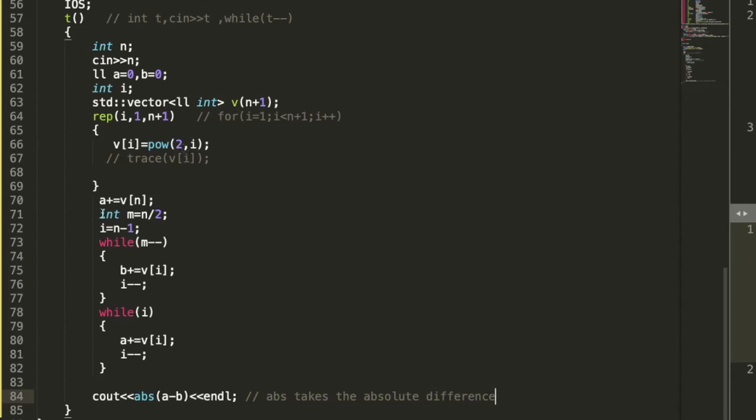So first I give a the 2 to the power nth term, and then I divide n into two parts, say m is equal to n by 2. I have given b the remaining n by 2 terms in this while loop, and the terms left after giving b all the n by 2 terms are again added to a, and I simply take the difference between these two. That's how I get my result. I have used the abs function, that is the absolute function, so that no matter what my difference is, it will always result in a positive number.